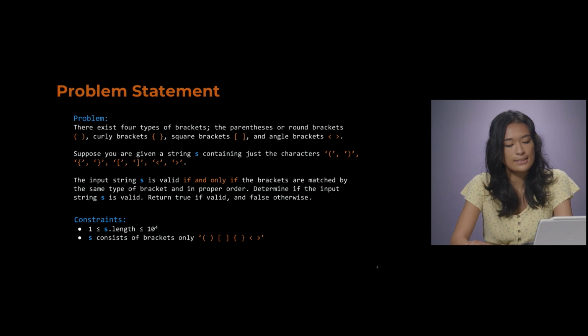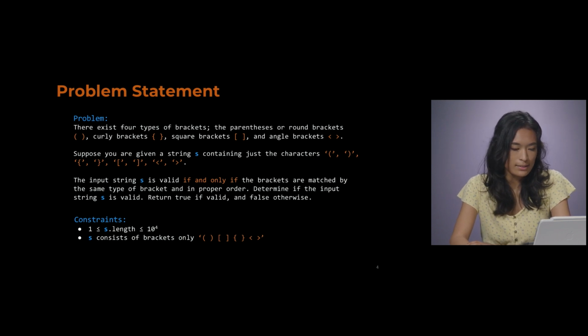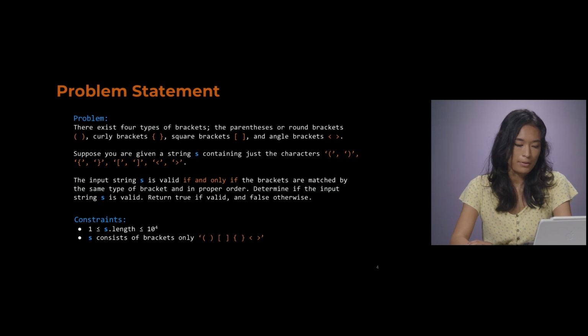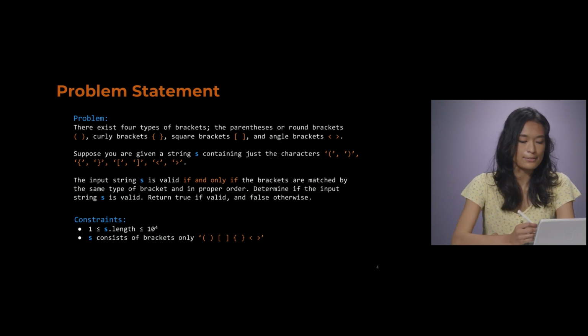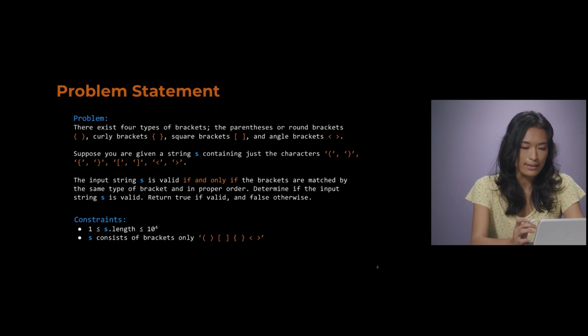So our problem states that there exist 4 types of brackets: the parentheses or round brackets, curly brackets, square brackets, and angle brackets. Suppose you are given a string S containing just the following characters, and those characters include all of the 4 types of brackets, both opening and closing. The input string S is valid if and only if the brackets are matched by the same type of bracket and in proper order. Determine if the input string S is valid. Return true if valid and false otherwise.